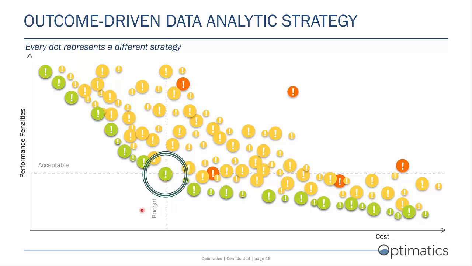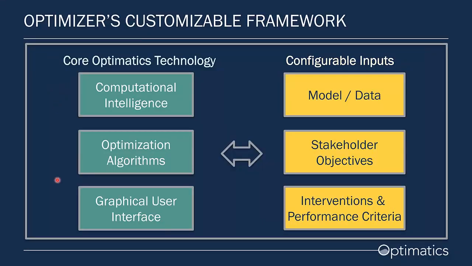So this was quite a high-level introduction to comparing the traditional and the Optimizer approach. So we're going to continue this discussion in a bit more detail. Breaking down Optimizer's framework, the parts that are core to the Optimizer technology, and the parts that are configurable or that change from model to model.